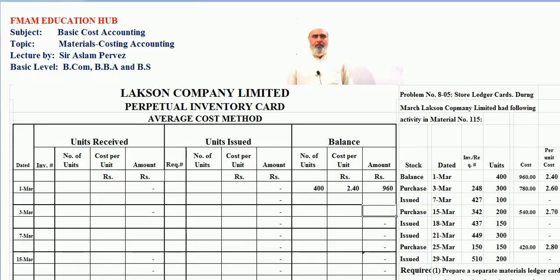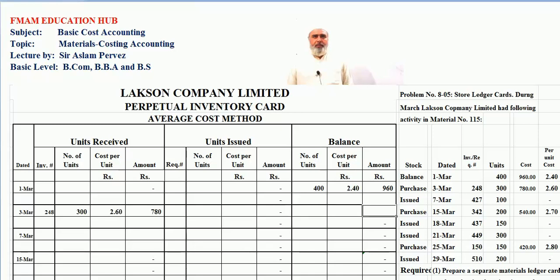Now, students, on 3rd March we purchased 300 units at the rate of 2.60. The invoice number is 248 here. 300 units, the rate is 2.60. Now, here the weighted average method starts.